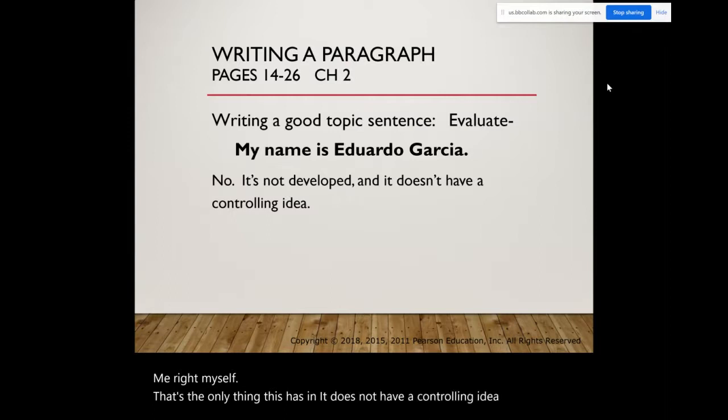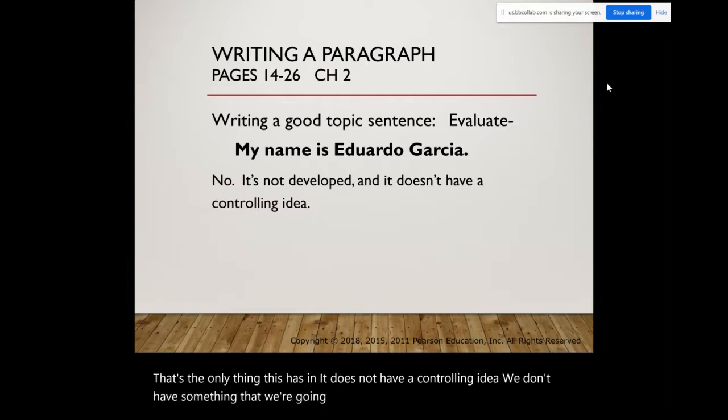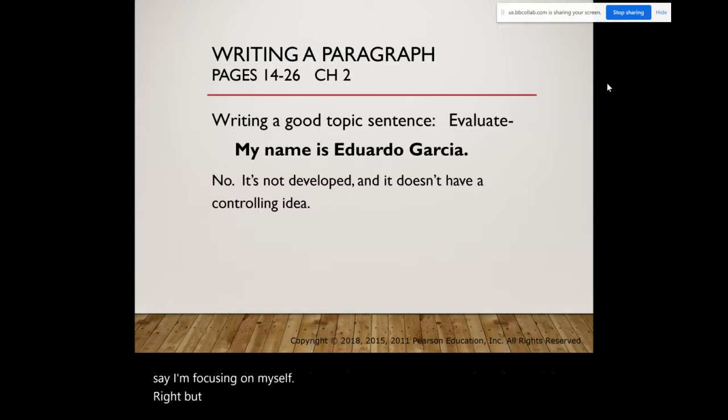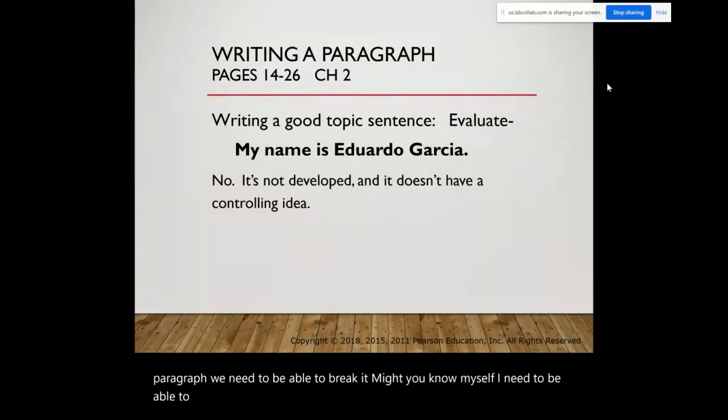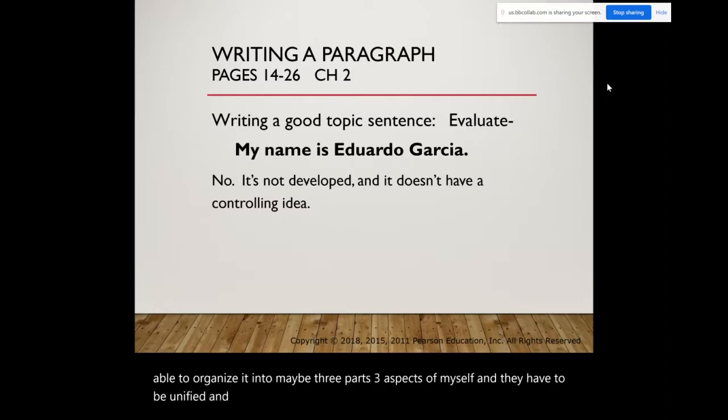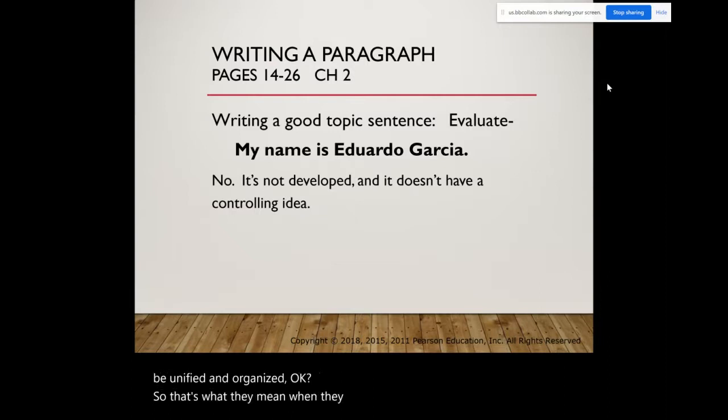We don't have something that we're going to focus on in our paragraph. And you might say, well, I'm focusing on myself, right? But that's too broad, okay? That's too general. If we have one paragraph, I need to be able to break myself down and organize it into maybe three parts, three aspects of myself, and they have to be unified and organized, okay? So that's what they mean when they say narrow the topic.